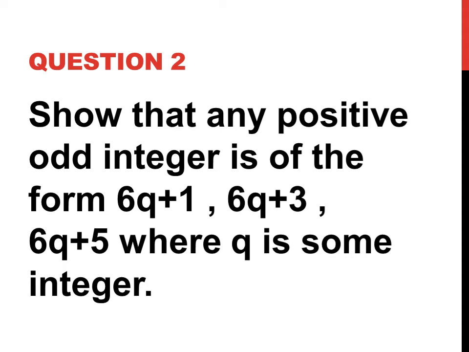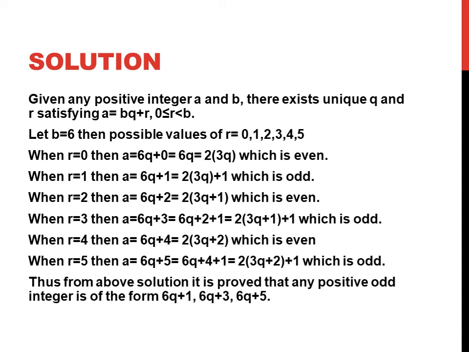Now, trying to understand its solution. Given any positive integers a and b, there exist unique integers q and r satisfying a = bq + r, where r is equal to or greater than 0 but less than b. This is our Euclid division lemma.